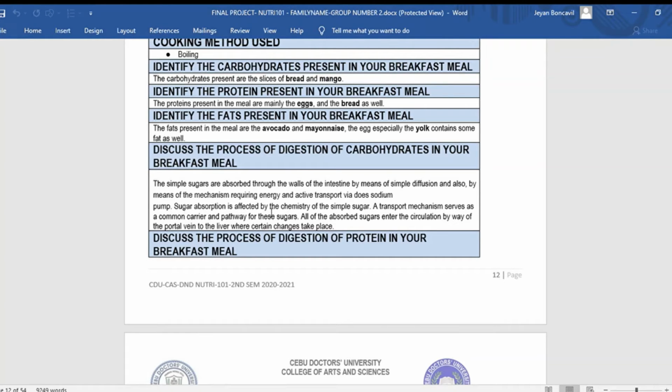Sugar absorption is affected by the chemistry of the simple sugar. A transport mechanism serves as a common carrier and pathway for these sugars. All of the absorbed sugars enter the circulation by way of the portal vein to the liver, where certain changes take place.